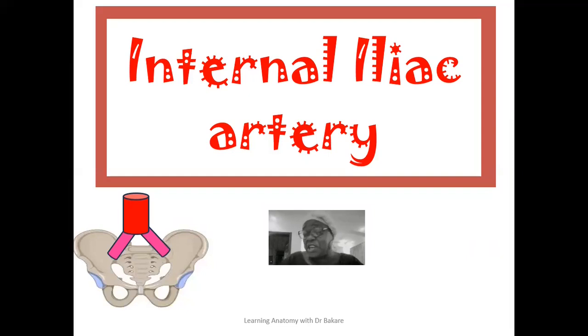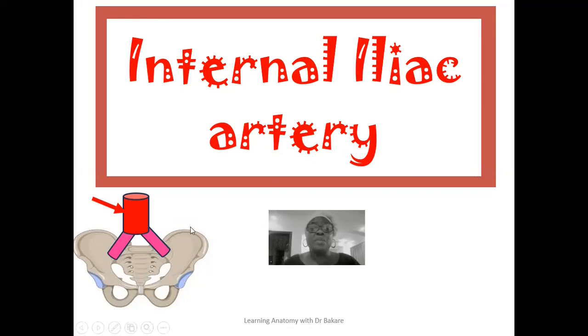In this lecture, we'll be looking at the internal iliac artery. Let's try and use this image by the side to describe where the internal iliac artery is located. This structure that is arrowed here in red is the abdominal aorta. We know that the abdominal aorta at its inferior end will finally terminate into the common iliac artery.